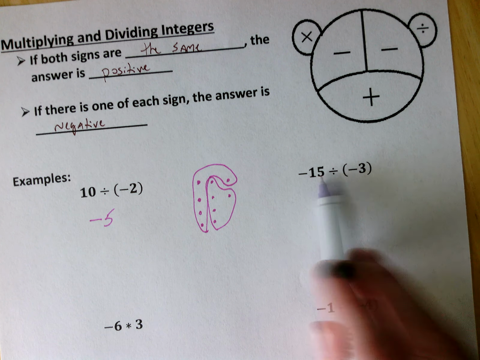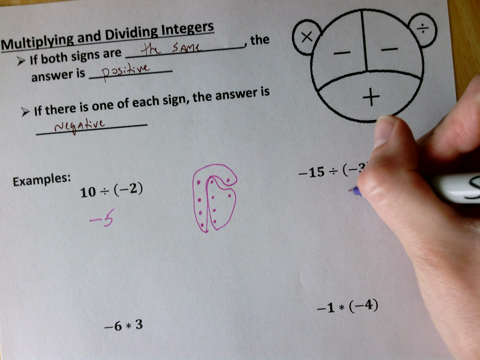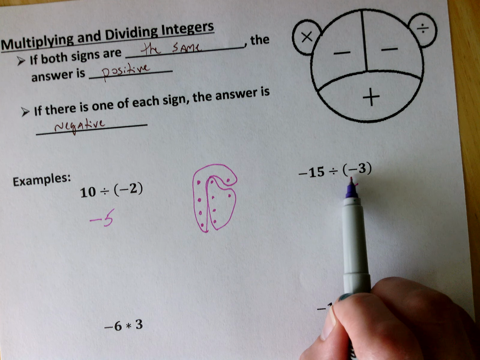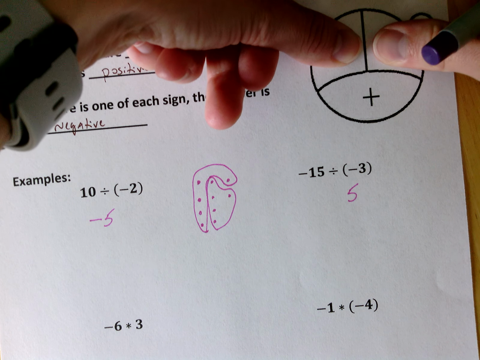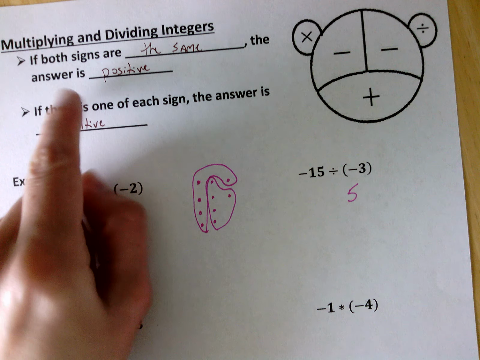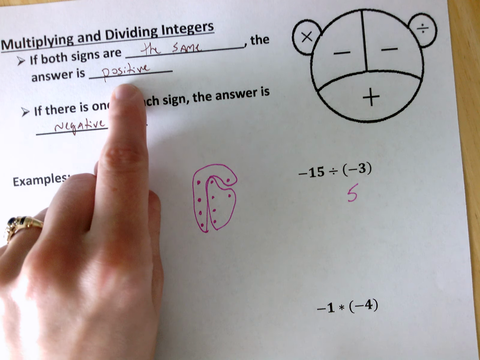All right, let's look at this one. 15 divided by negative 3. So I have 15 and I split it into 3 different pieces. That's going to be 5. So 15 divided by 3 is 5. And then I've got a negative and another negative. That means my answer is positive. Or you could look at the rule and say, in this one, both the signs are the same. So the answer has to be positive.